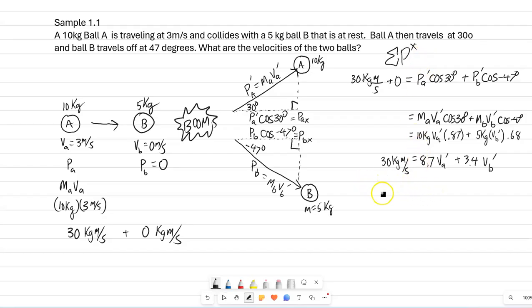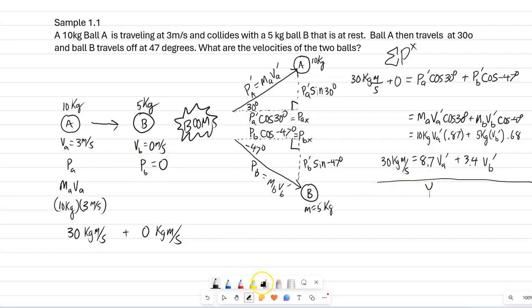Okay. Well, what about the y direction? Well, we know that we are going to have, that is A. We're going to have momentum A sine of 30 degrees, and down here we're going to have momentum B prime sine negative 47 degrees.